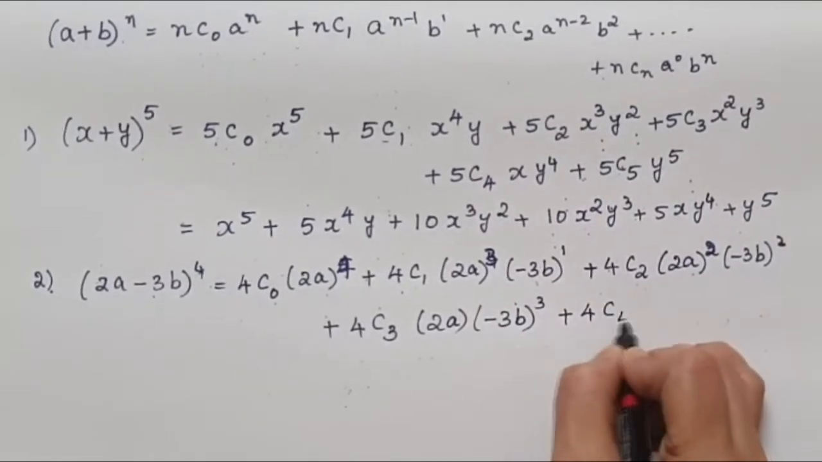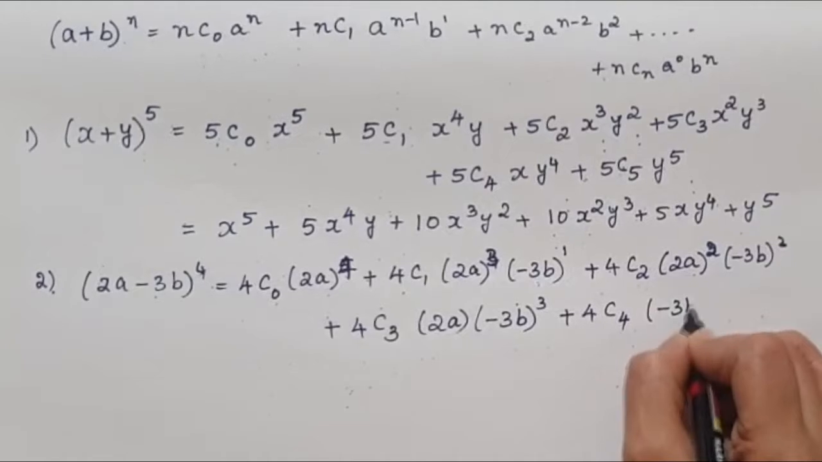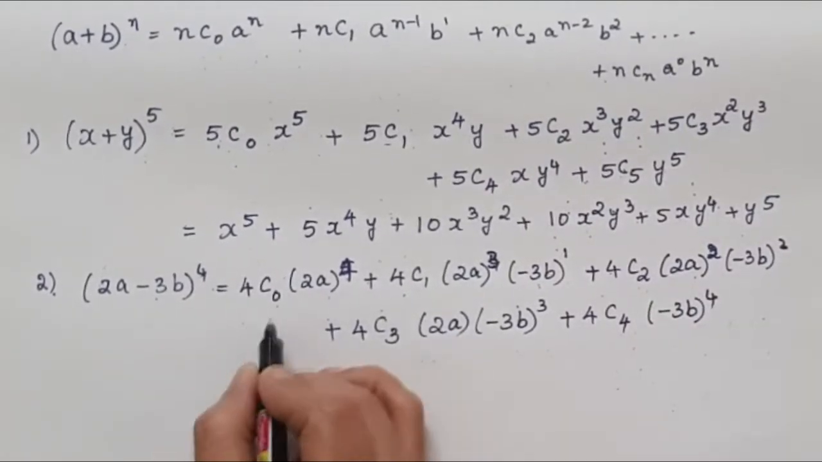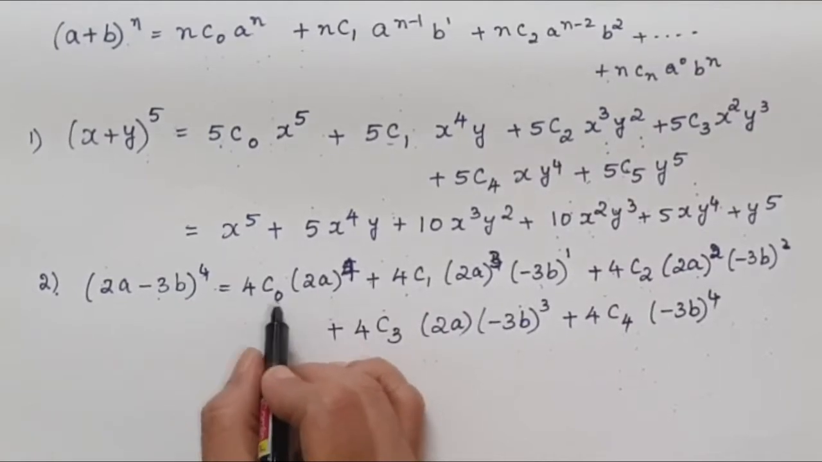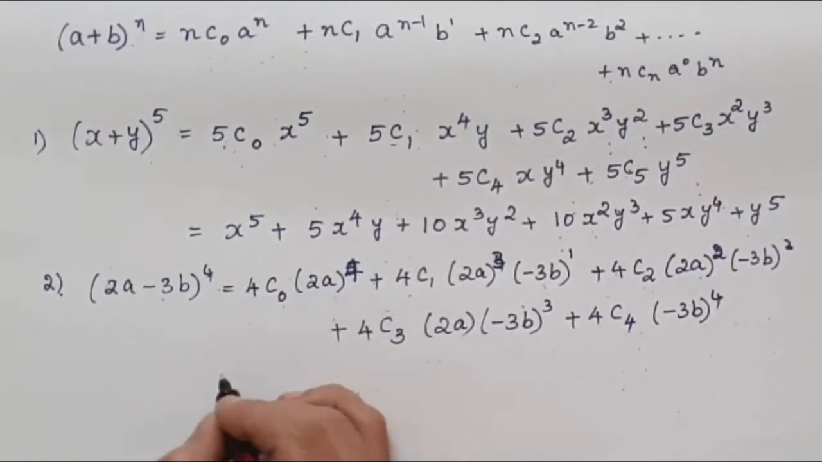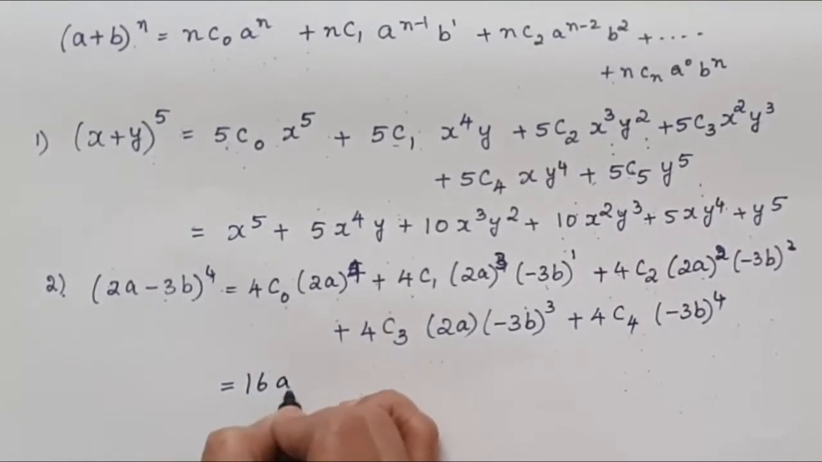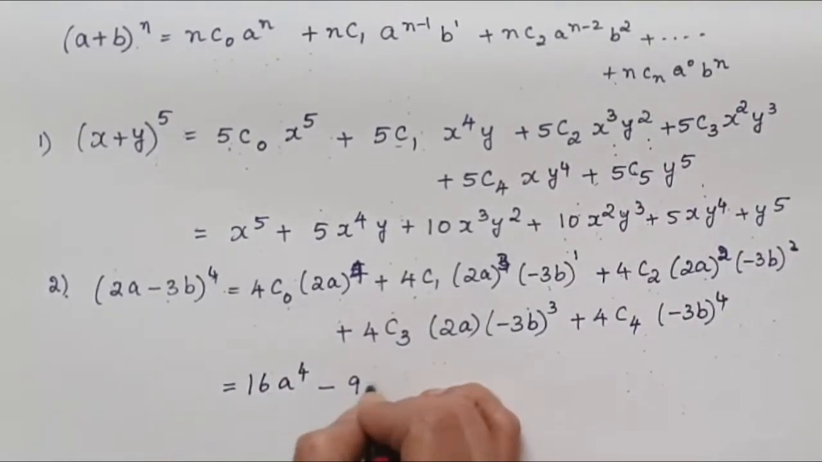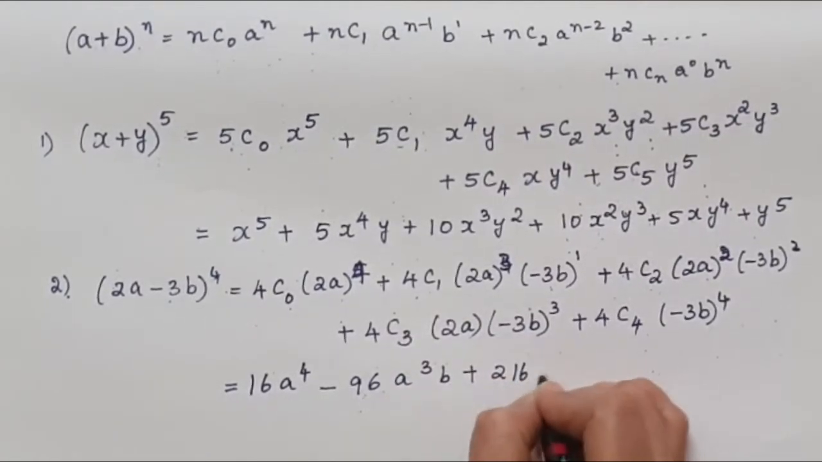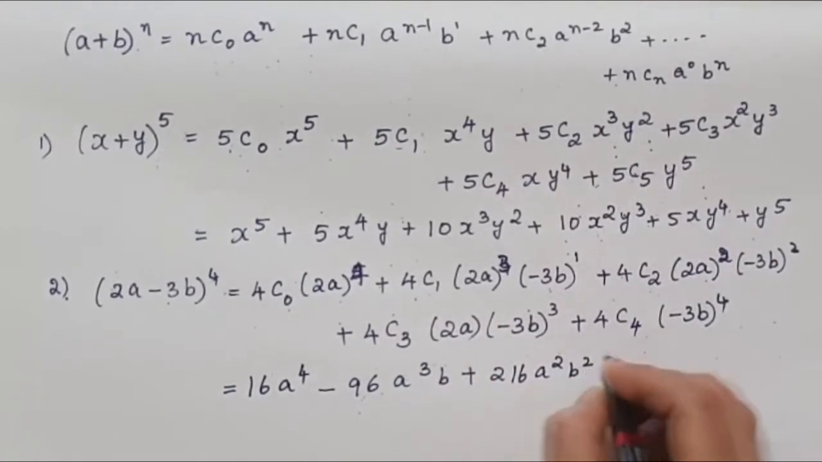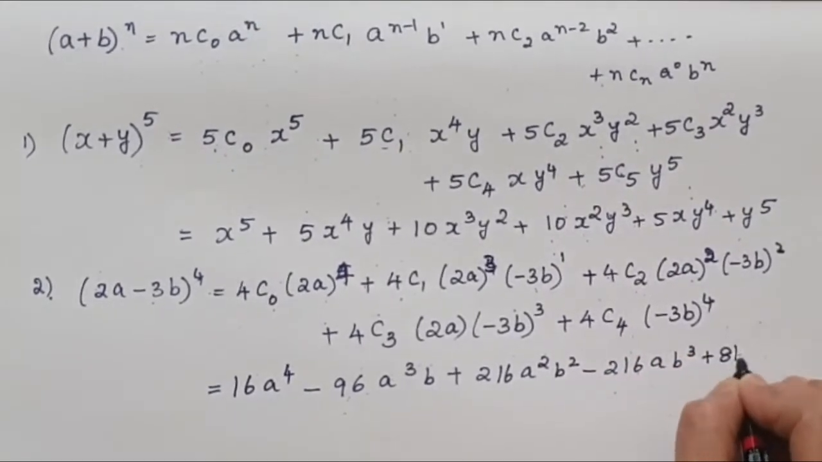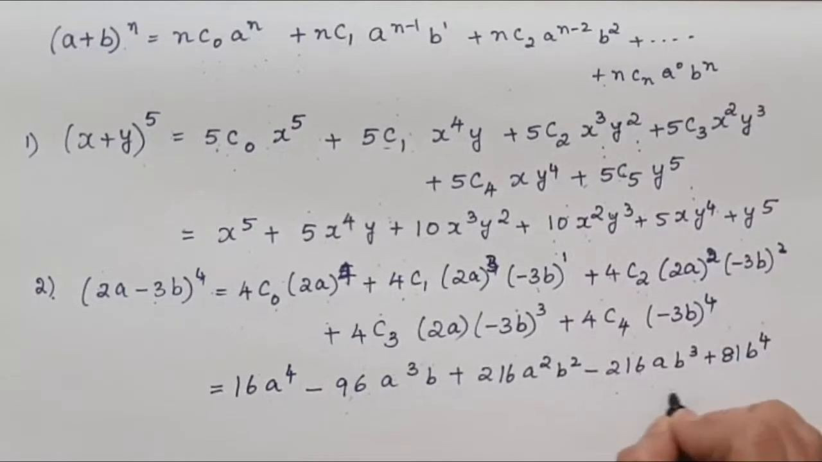Then 4C4 into minus 3b the whole power 4. Now when we simplify it, that is 4C0, use your calculator, multiply it by 2 to the power of 4. So you get it as 16a to the power of 4 minus 96a cube b plus 216a squared b squared minus 216ab cube plus 81b to the power of 4.